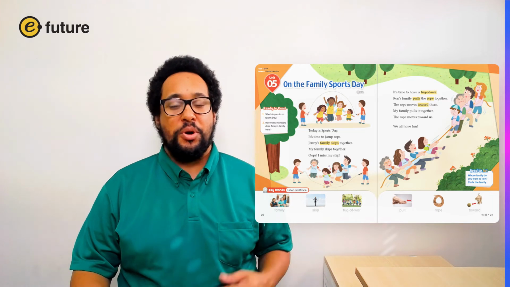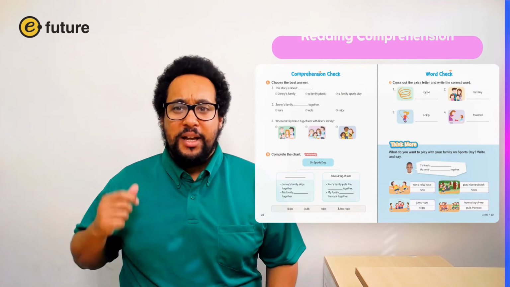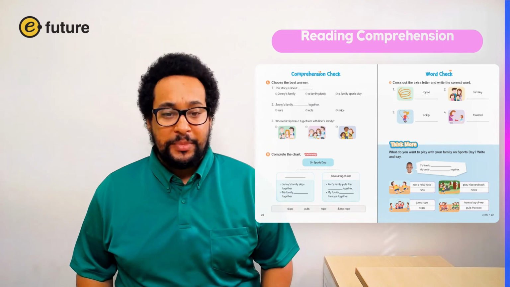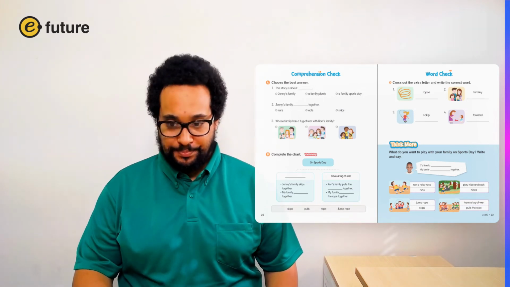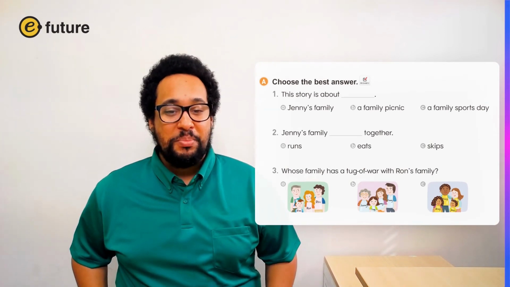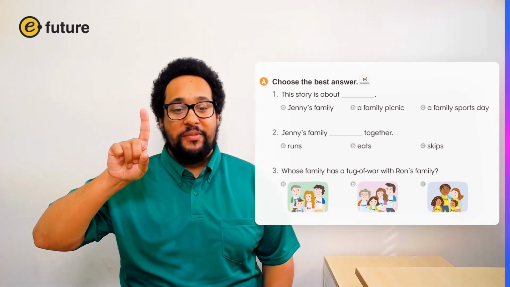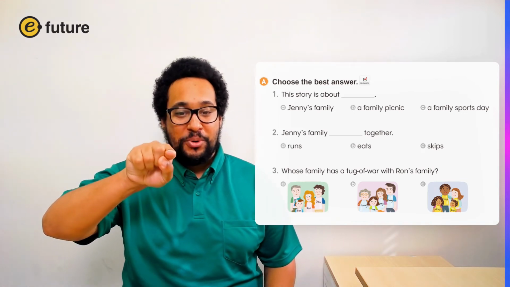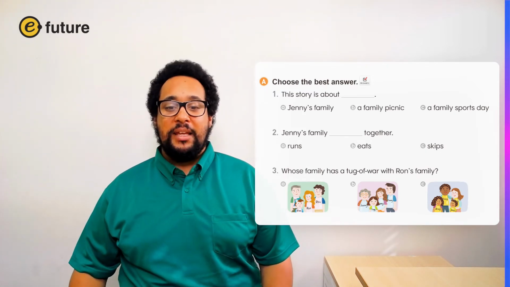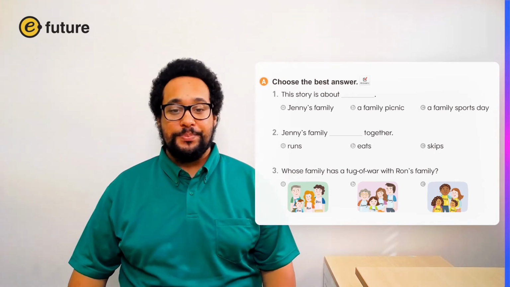Okay, now that you know the most important information in the story, let's do Comprehension Check A. So, please turn the page in your book. I would like you to circle the answer that you think is correct. Let's do the first one together. Choose the best answer to complete this sentence. Let's read it together with our reading fingers. So, this story is about A, Jenny's family, B, a family picnic, C, a family sports day.